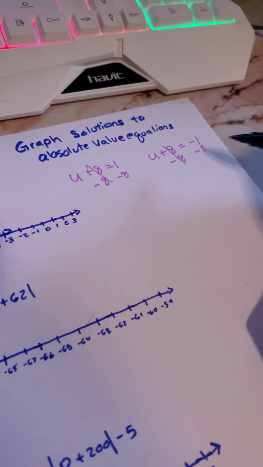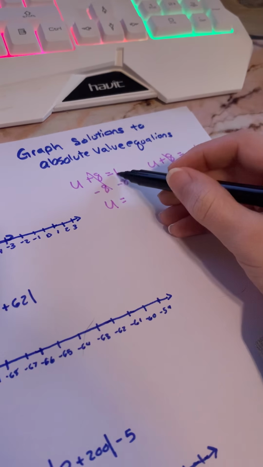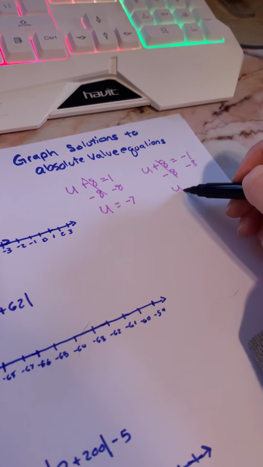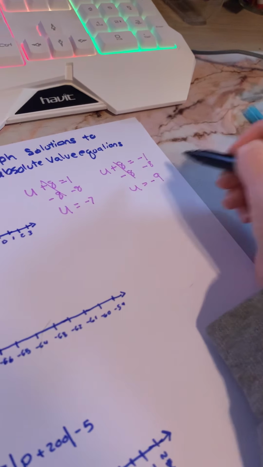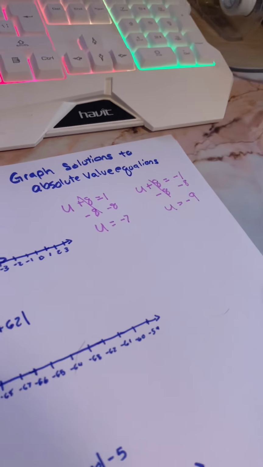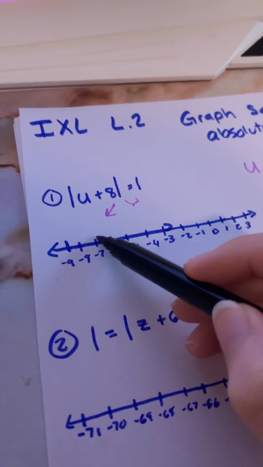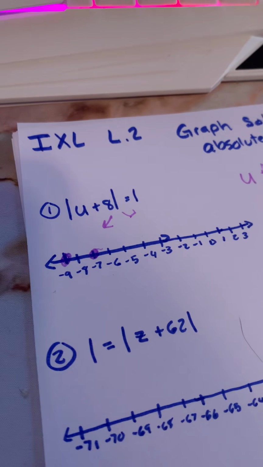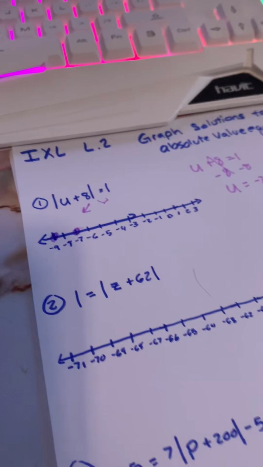Right. So those cancel. So our first one is u equals negative 7. The second one would be u equals negative 9. Alright, so negative 7 and negative 9 go over here. On negative 7, we'll put a dot. And on negative 9, we'll put a dot. There you go. That's number 1.